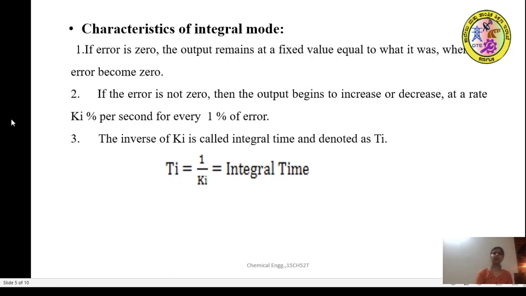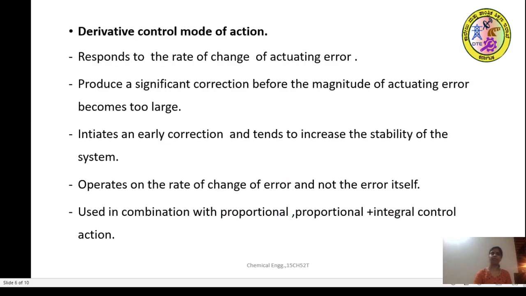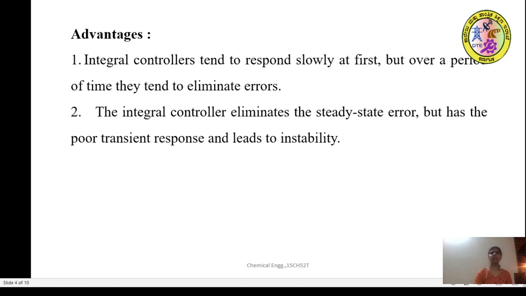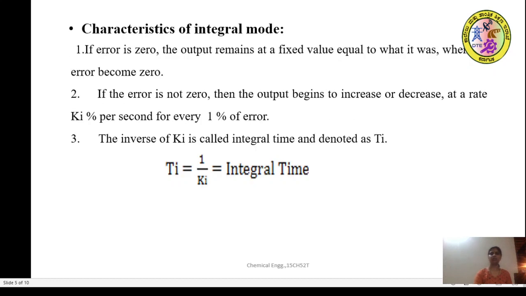So this second point which is being shown here is very important for the integral mode of control action to work. So this is about the integral mode of control action.